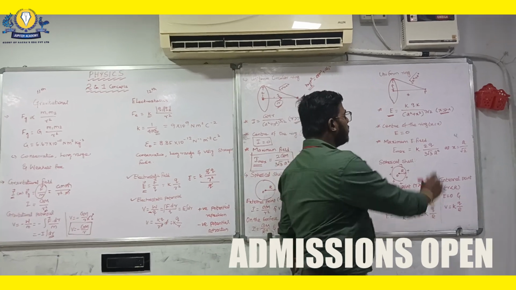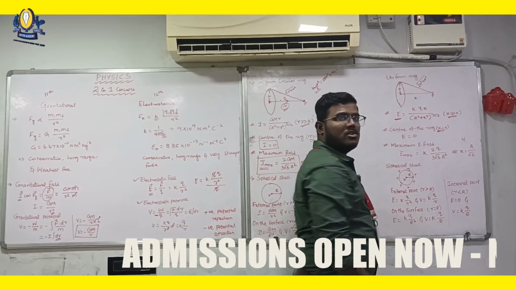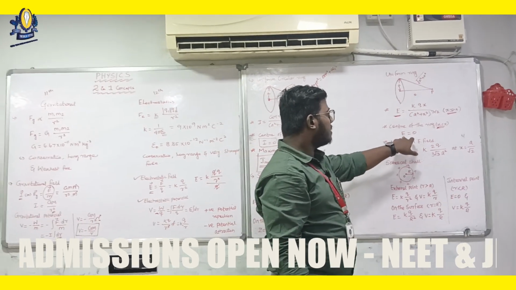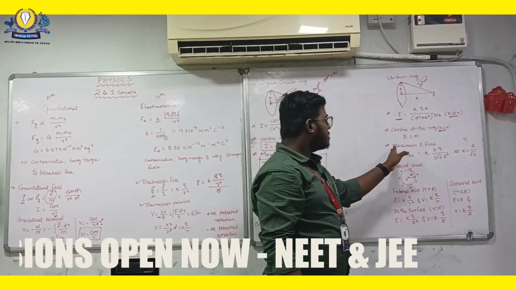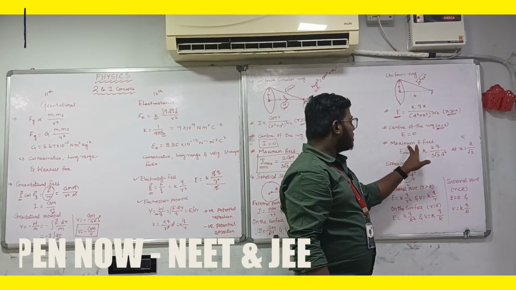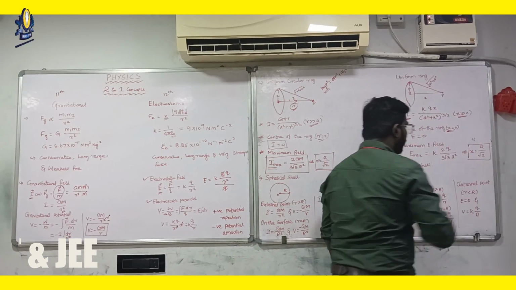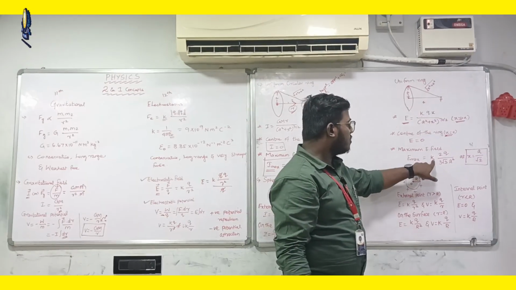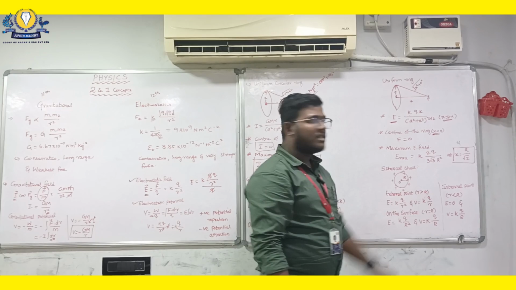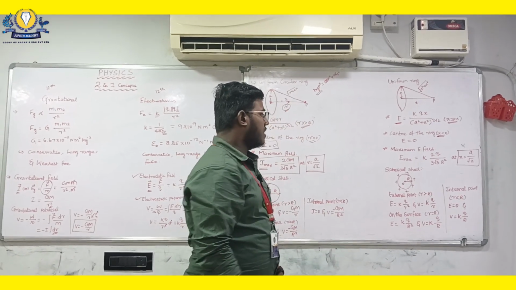At the center of the ring, the distance X is equal to 0, and at that time the electric field is equal to 0. When the electric field is maximum, X is equal to A divided by root 2. So E max is equal to K into 2Q divided by 3 root 3 A square.